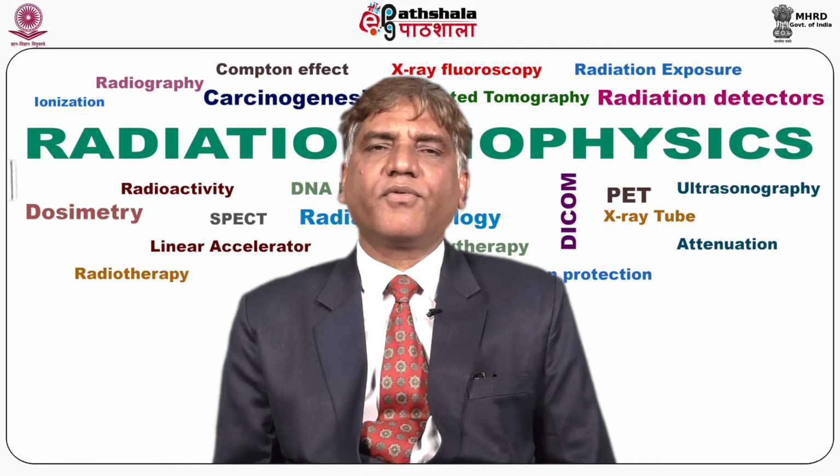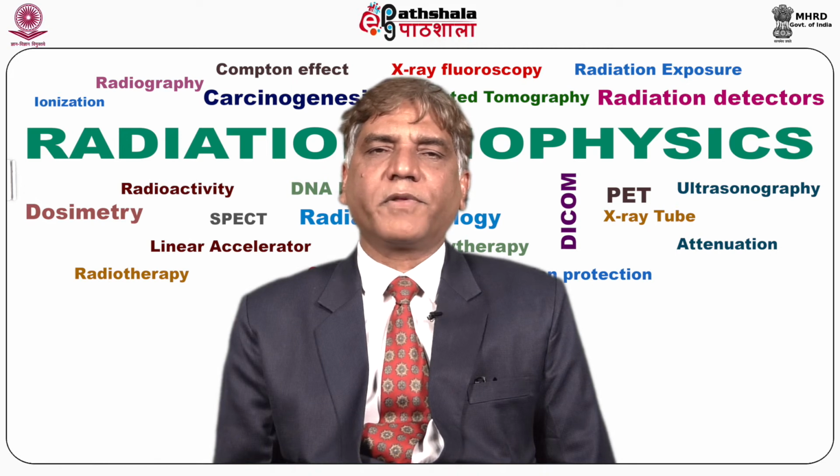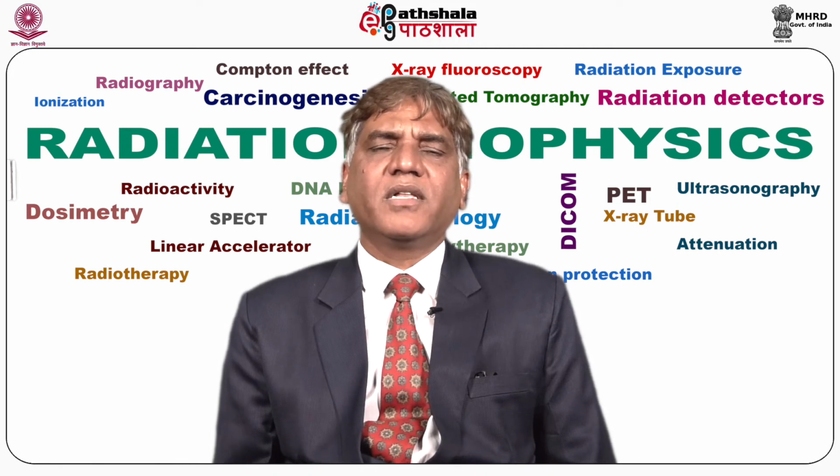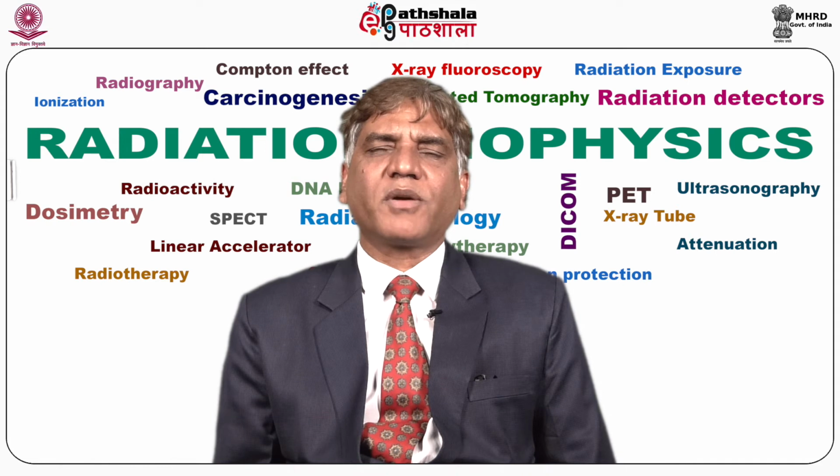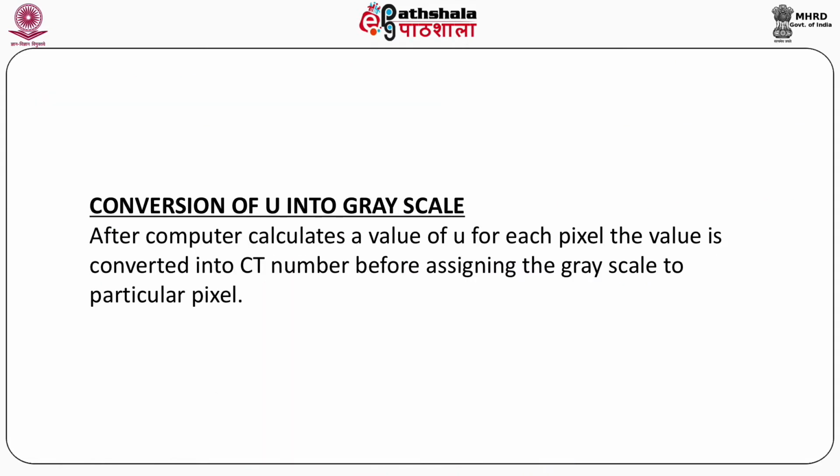The basis of Fourier analysis is that any function of time or space can be represented by a sum of various frequencies and amplitudes of sine and cosine values. This Fourier transformation is very popular in MR imaging. Now the next step is conversion of the linear attenuation coefficient into grayscale by using the Hounsfield unit.